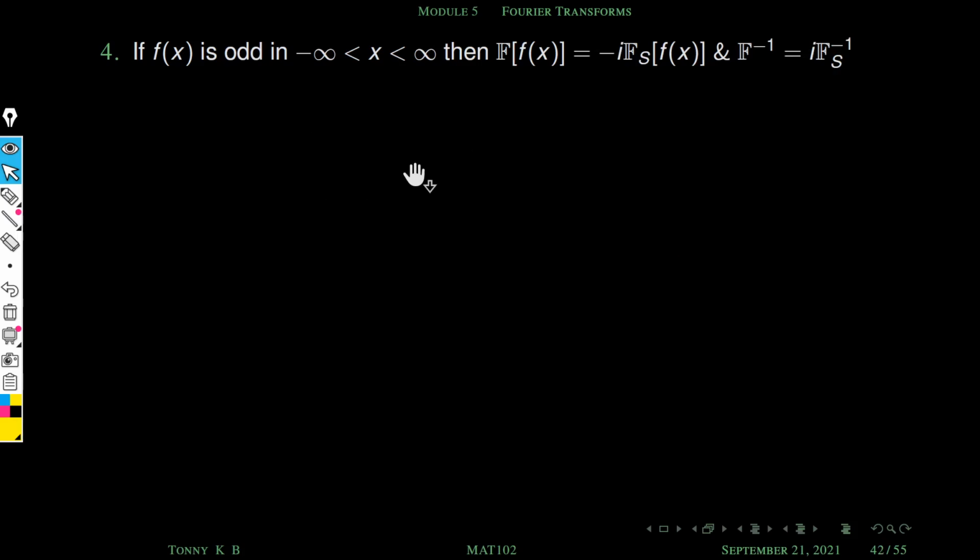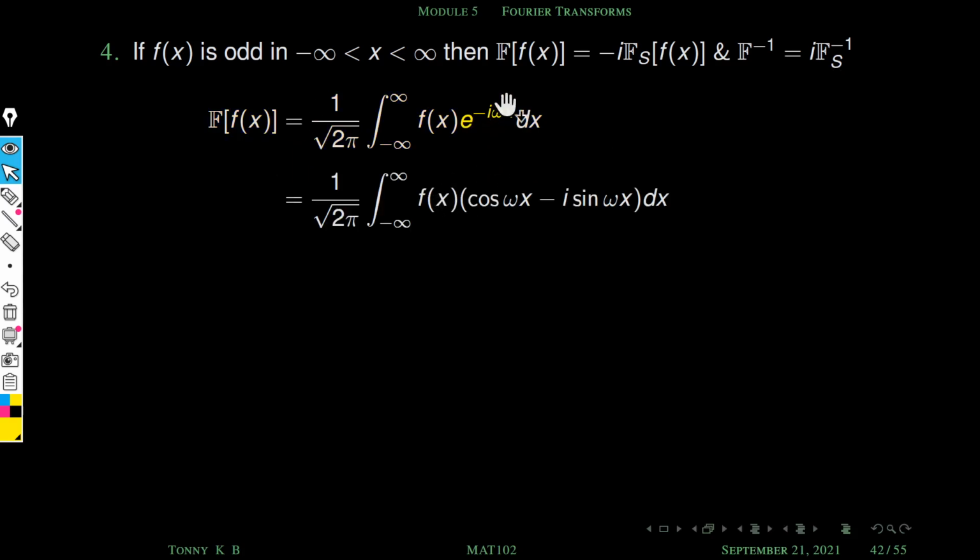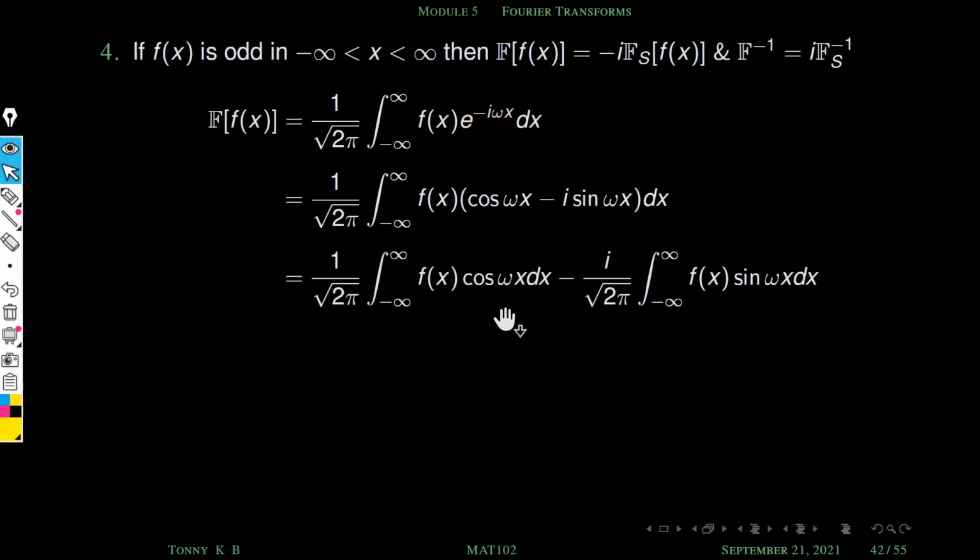Fourth property: if f of x is an odd function on the entire real line, then the Fourier transform of f of x is equal to minus i into Fs of f of x. Similarly, F inverse is equal to i into Fs inverse. First we are going to prove this result. This is the definition of Fourier transform. We expand e raised to minus i omega x as in the previous problem, then expand the bracket and write the integration as two integrals.